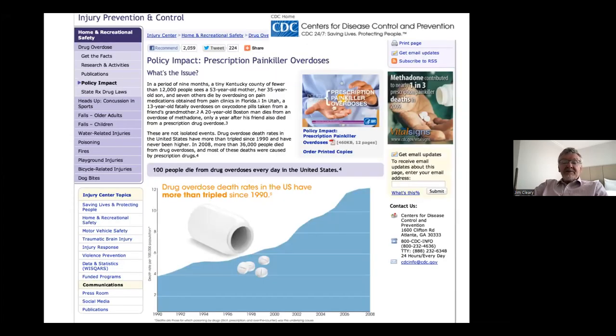Here is another use of data, and this is from a CDC page, and you can see that opioid deaths are going up. What most people don't notice, and this is up in the corner here, is that methadone contributed to 1 in 3 of prescription painkiller deaths in the United States. It certainly didn't represent 1/3 of the opioids prescribed, but it was 1/3 of the deaths.